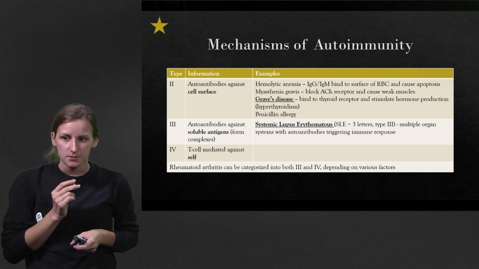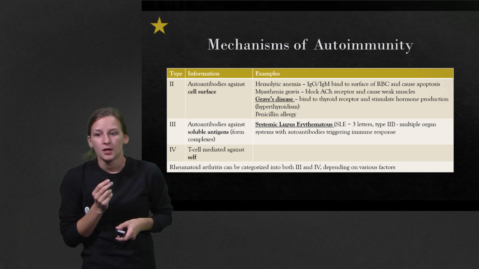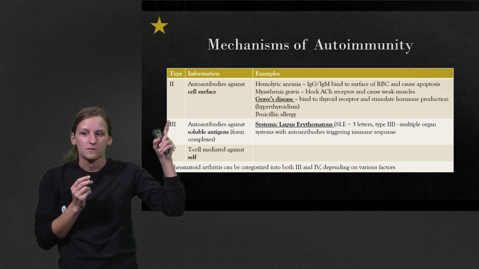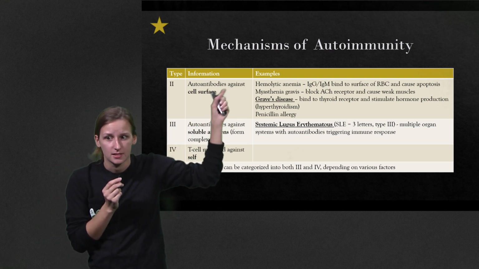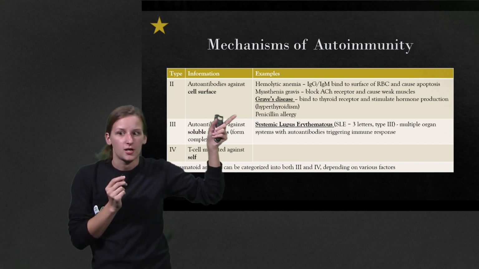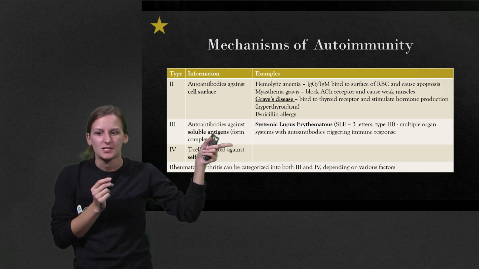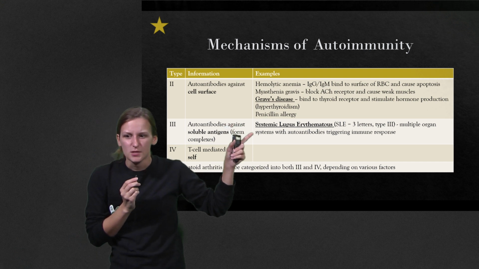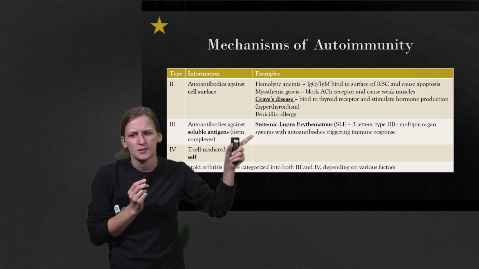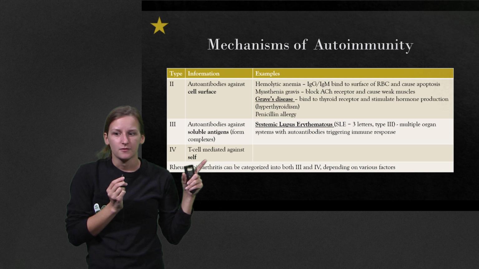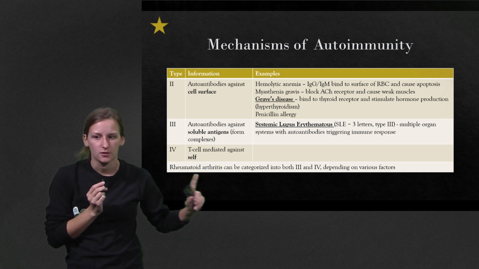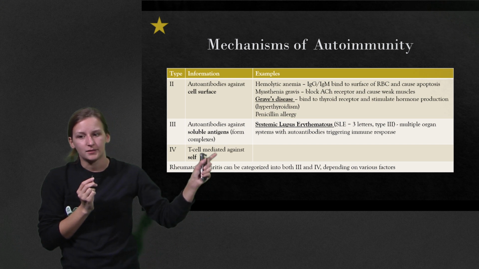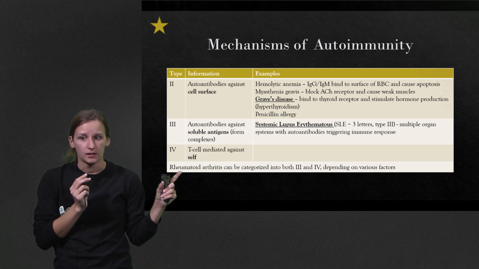All right, so mechanisms of autoimmunity. You're going to want to know that if I say type 2, you'll be able to say that hemolytic anemia fits in there, that myasthenia gravis fits in there, and Graves' disease. Whereas type 3 is going to be systemic lupus erythematosus. Sometimes rheumatoid arthritis fits in there, but sometimes it doesn't. And then type 4, there's a couple of them, so that's why I left this blank. Or rather, the fact that rheumatoid arthritis can be both of them is why I kept it down there.